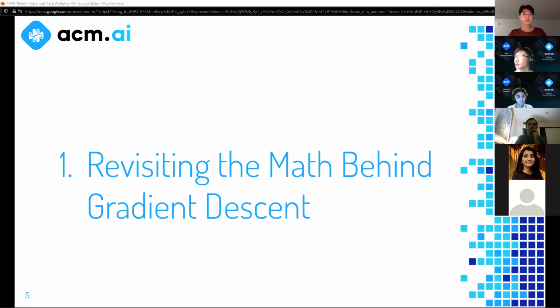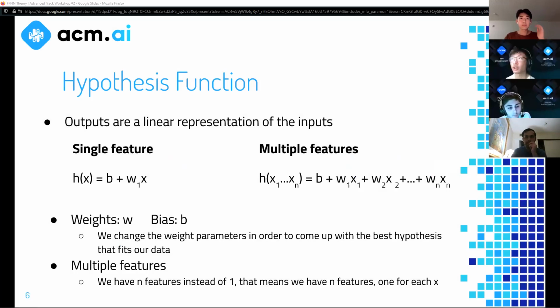All right, so I think we can start with our first topic, which is revisiting the math behind gradient descent. This is going to be a lot of the same slides from the last workshop, but I'll probably go over some things that we missed and other things in more detail. So first off is our hypothesis function.